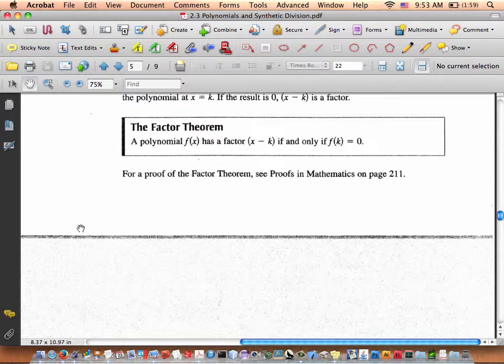The factor theorem says that a polynomial f of x has a factor of x minus k if and only if f of k equals 0. And for those of you who had geometry, if and only if is a what? I can't even think of the word. It's a biconditional. If and only if. It's a biconditional.